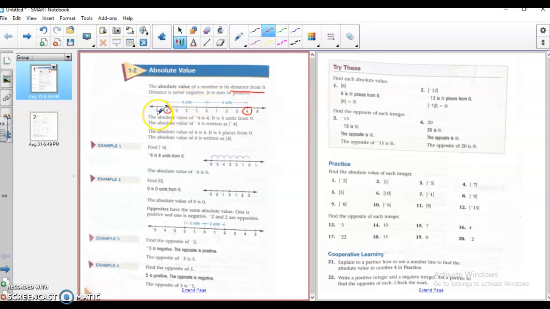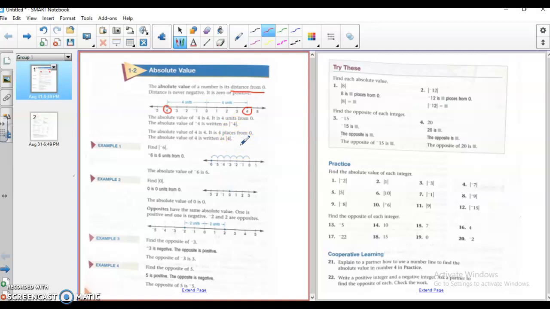So if you look at what they wrote here, the absolute value of -4 is 4. It is 4 units from zero. Notice the negative is not there because distance is never negative. The absolute value of -4 is written as a bar, -4, and a bar. The absolute value of 4 is 4. It is 4 places from zero. That's what I explained over here. And it is written as a bar, 4, and a bar. Now, that is just to say absolute value. But your answer for both of these would be just 4 without a bar.